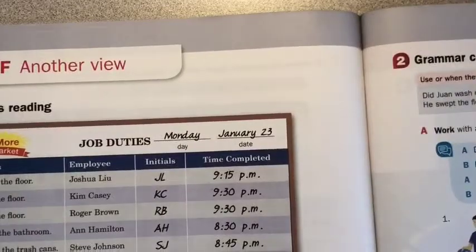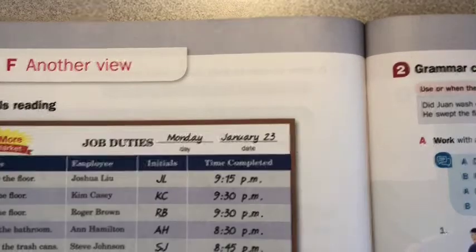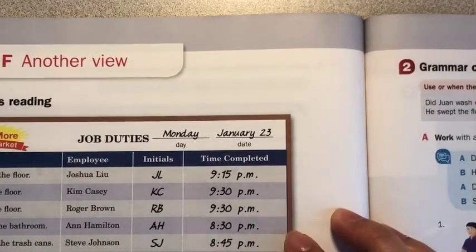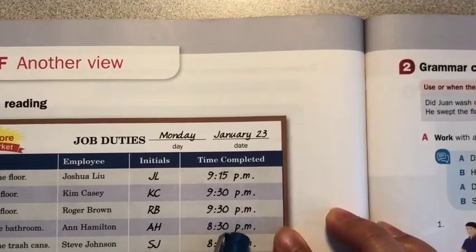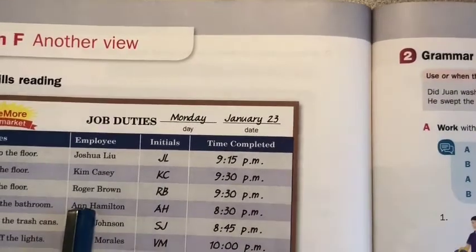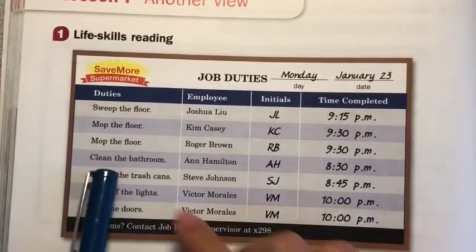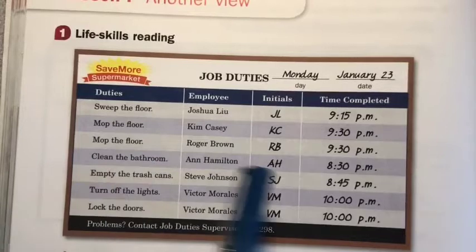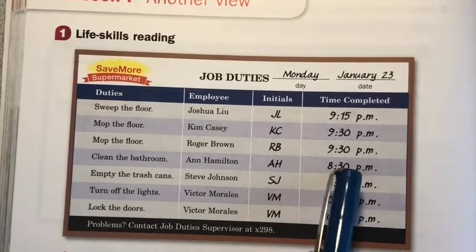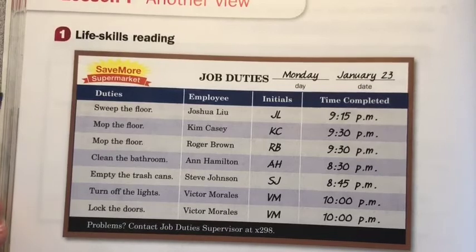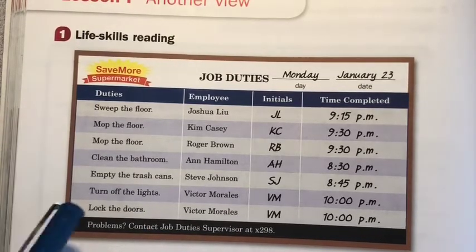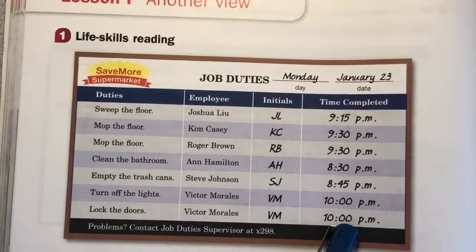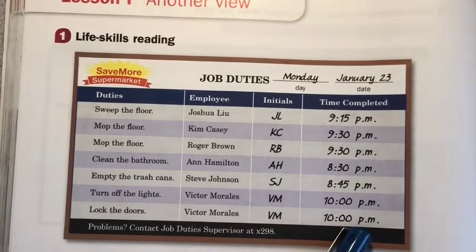And now I want to talk about before and after. So, the earliest time we have is 8:30. So, Anne Hamilton cleaned the bathroom before everything else. Because she cleaned the bathrooms at 8:30. She was the earliest. The latest, the last thing that happened is Victor Morales locked the doors at 10 p.m. This is the last thing that happened, the latest.